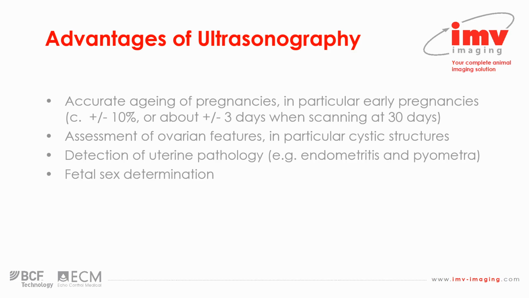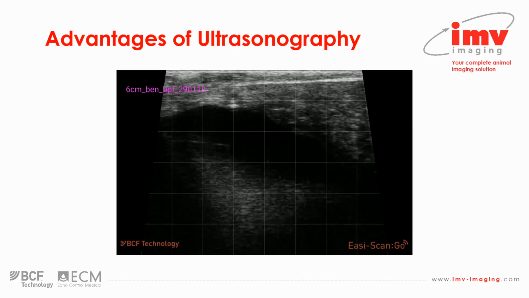We might also want to detect uterine pathology, and ultrasonography is very good at that, so in particular endometritis and pyometra. And then we also have the luxury with ultrasound of being able to determine fetal gender. It's a more advanced technique and takes practice. But once you're experienced, the accuracy, the sensitivity and specificity is extremely high.